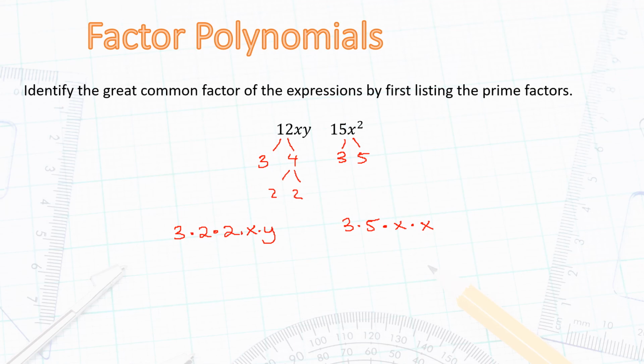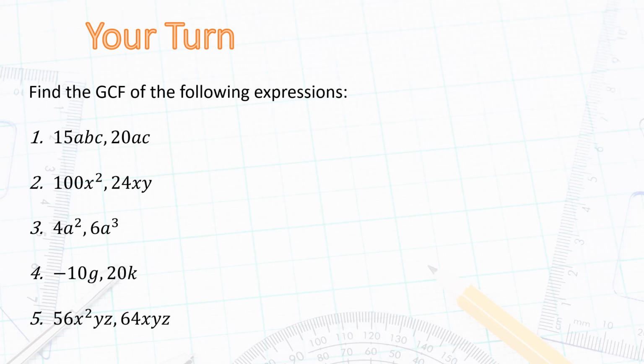And then I look for what's common. So I've got a 3 in both lists, and I've got an x on both lists. So I would say my GCF is 3x. That's it. Try it out with each of these. Pause the video, come back and see what the GCF is.